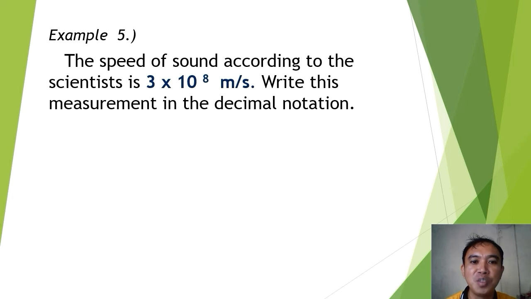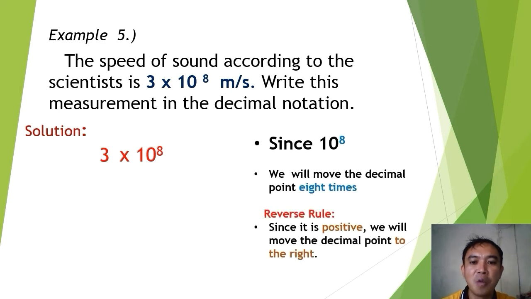The speed of sound, according to the scientists, is 3 times 10 to the power of 8 meters per second. Write this measurement in the decimal notation or in the ordinary form. Okay, so solution, we write 3 times 10 to the power of 8. Now, since our exponent is 10 to the power of 8, we will move our decimal point 8 times. This time, we're going to use the reverse rule. If the exponent is positive, we need to move the decimal point to the right.